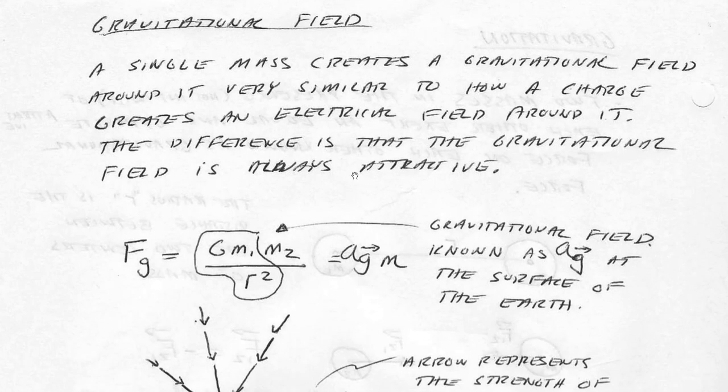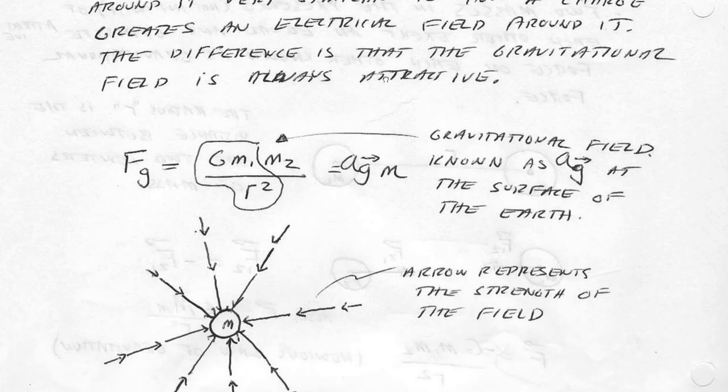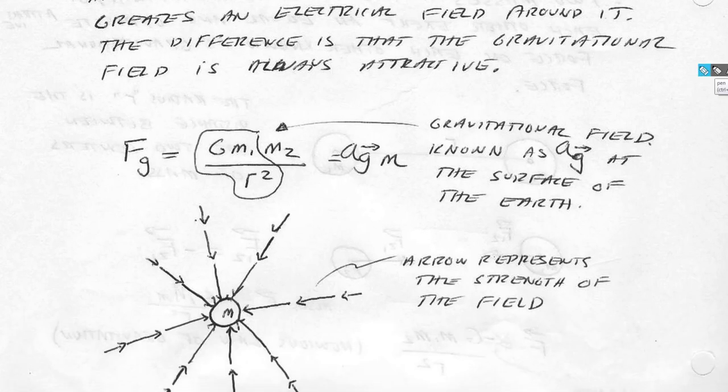Now, gravitational field is important because a single mass by itself creates a gravitational field very similar to how a charge creates an electrical field around it. The difference is that the gravitational field is always attractive. Now, we're going to get into nuances here in this chapter, and this chapter is really about bringing everything together that we've done throughout the year and bringing slight changes to everything.